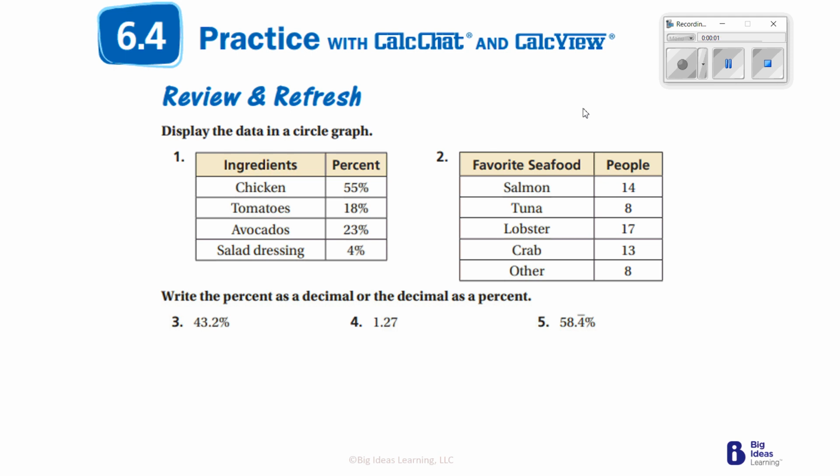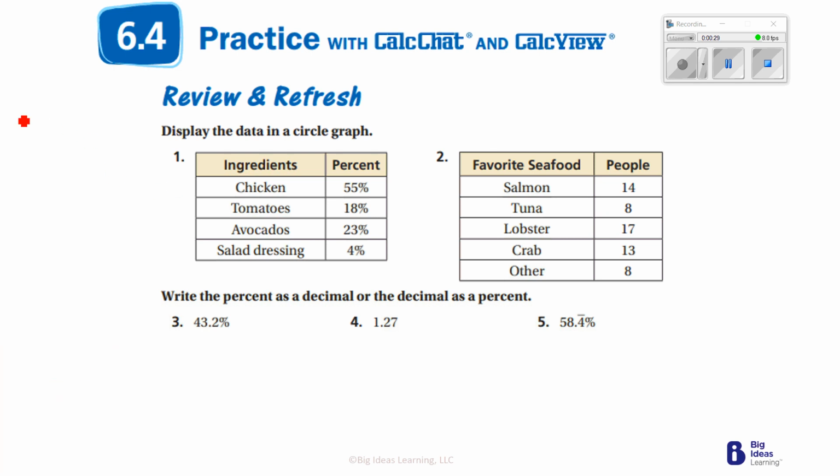Let's go ahead and review this so we can be done with this chapter and move on to prepping for a test. It says 6.4, practice, review and refresh. Display the data in a circle graph. If I was going to display this in a circle graph, I realize the percentages here have to be represented by multiplying.